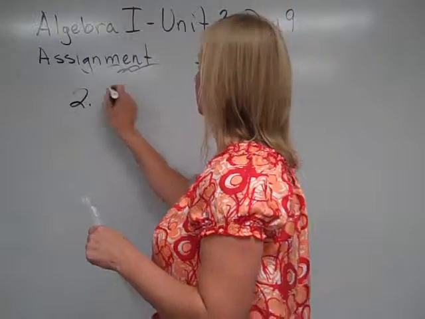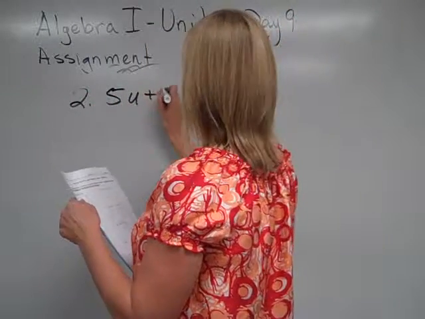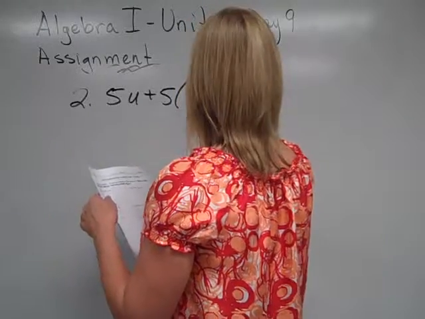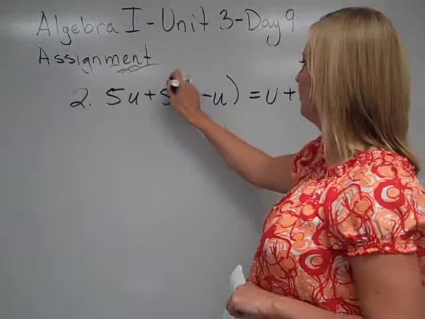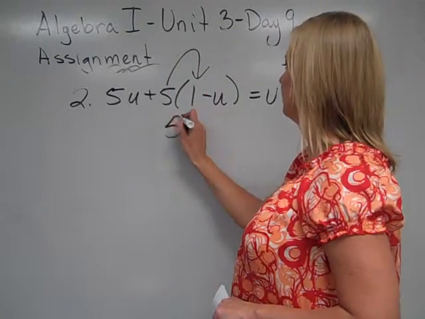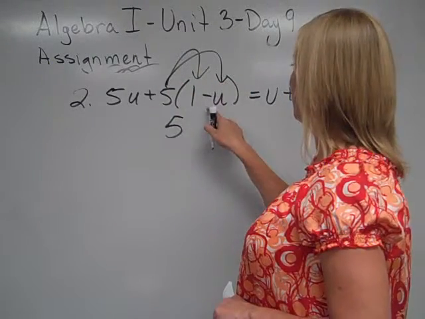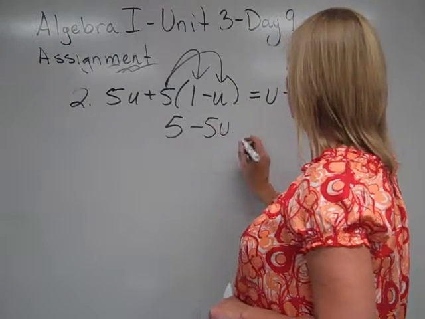Number 2, 5u plus 5 times (1 minus u) is equal to u plus 8. Distribute first. 5 times 1 is 5. 5 times minus u is minus 5u.